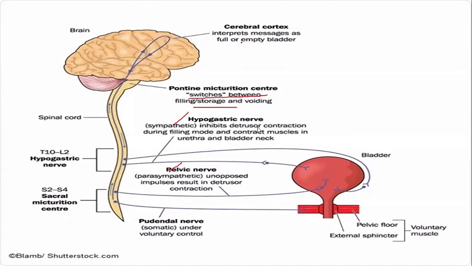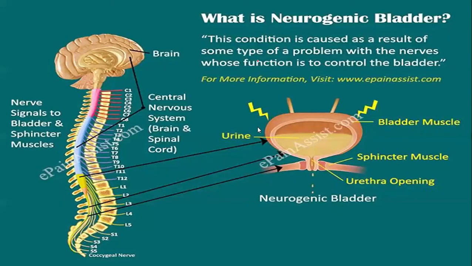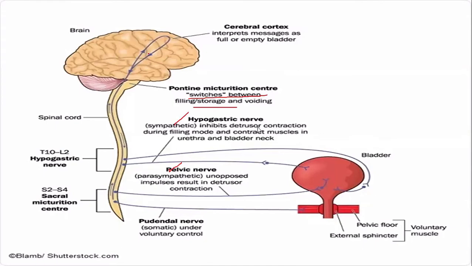So if you have strokes, if you have cerebrovascular diseases, you'll really be having a neurogenic bladder. That's why you notice that some of your patients either cannot urinate or would just urinate immediately. So what is a neurogenic bladder? It is a condition caused as a result of some type of problem with the nerves whose function is to control the urinary bladder. So the problem lies here, and any of those involvements would lead to neurogenic bladder.